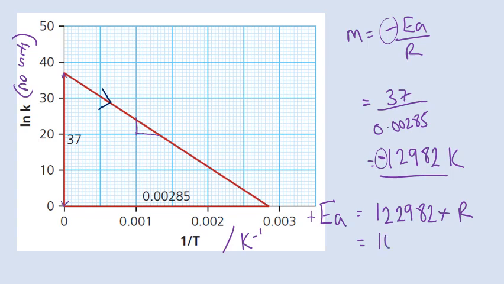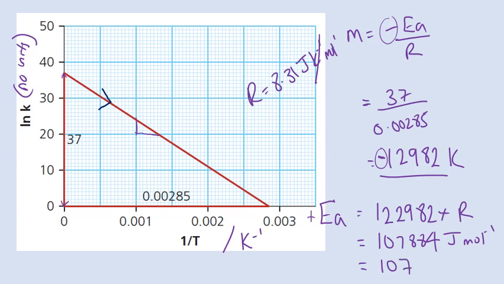This is 100.7884. Now this will be joules per mole. The units for R are 8.31 joules per Kelvin per mole. So if we multiply by kelvins, the units for Ea become joules per mole. And usually we will be asked to quote this in kilojoules.